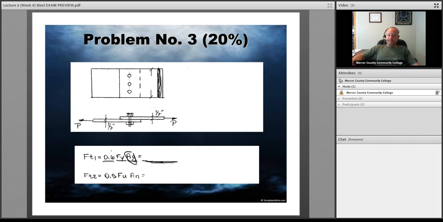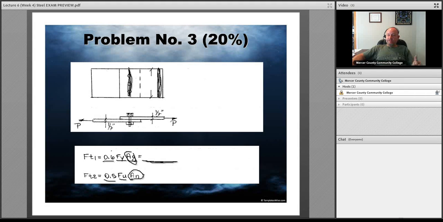Now you go to FT2, which is 0.5, which is a constant, times F sub u, in this case 58 kips per square inch, times A sub n. Now, A sub n is assuming that this member is going to fail right through the holes. If it's going to fail through the holes, you're saying how much plate is left. I used to have all the plate, but now I punched 3 holes in it. So how much plate is left? Well, I take the area of the plate, and I subtract 3 holes.